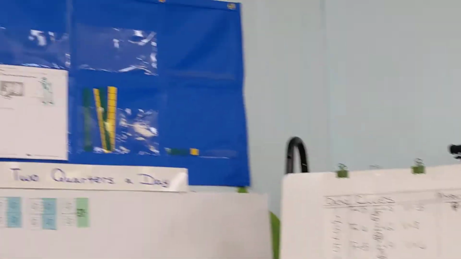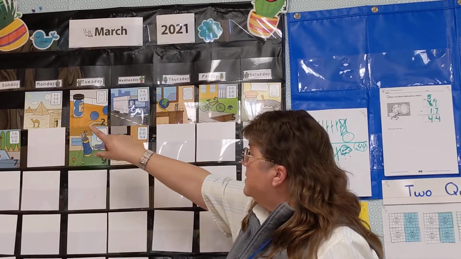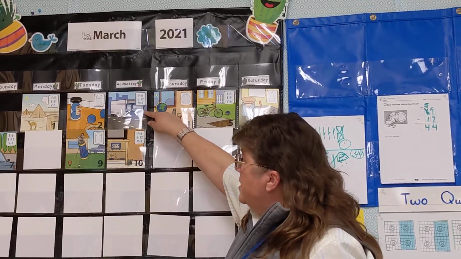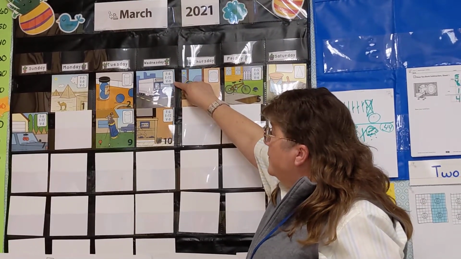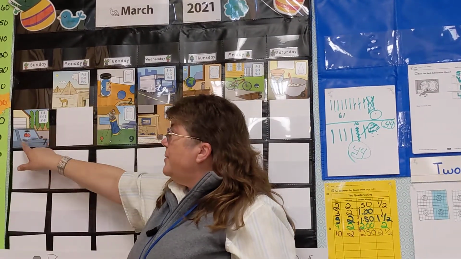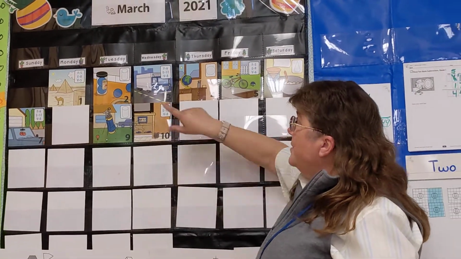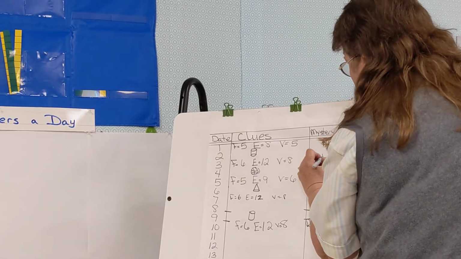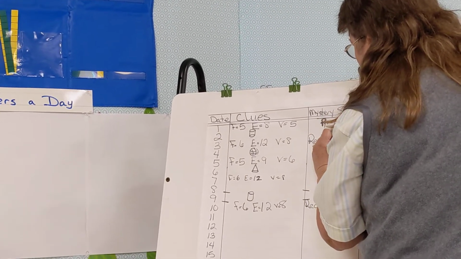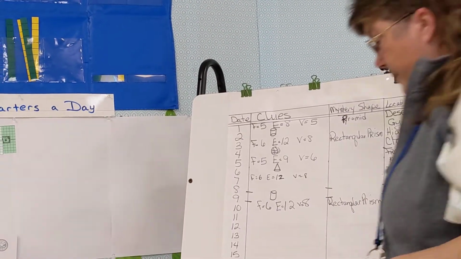So was there another day that has those same clues to it? Let's see, we're looking for F6. Oh, let's hold on to this one. Oh, look, F6, E12, V. This one is close too, but I think this one it's talking about the cube, not the rectangular prism. So I'm going to put rectangular prism on number 3. Cool, we figured out 2 shapes.